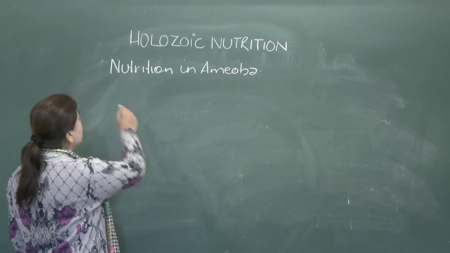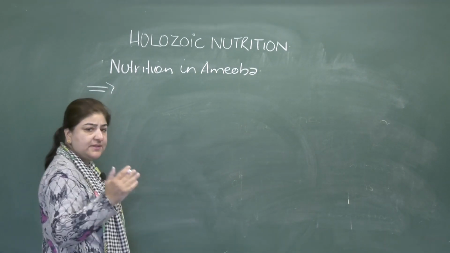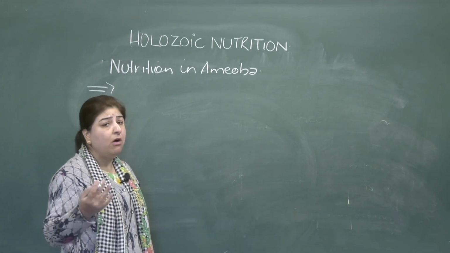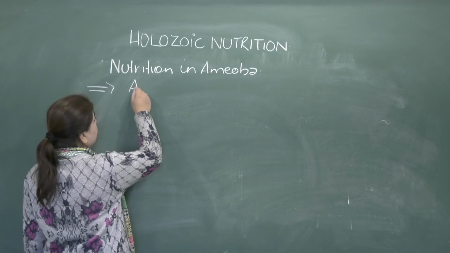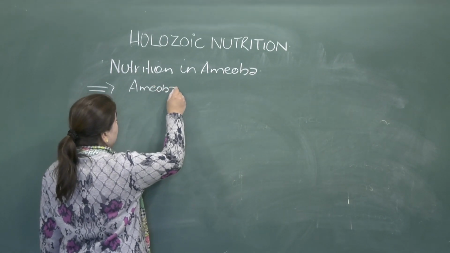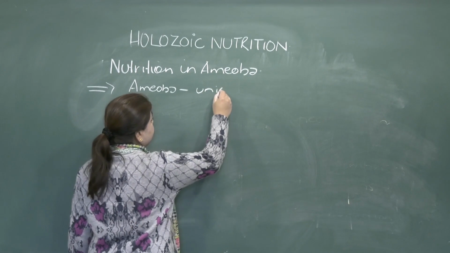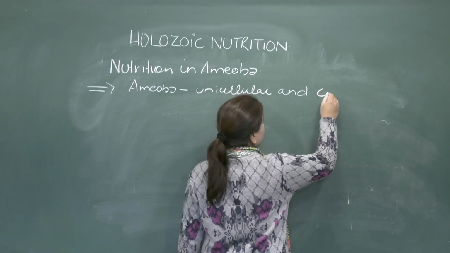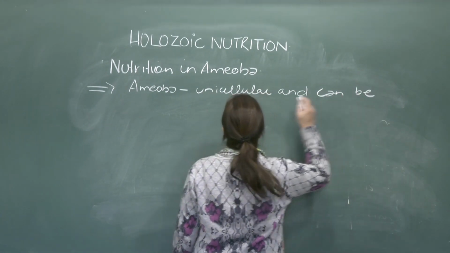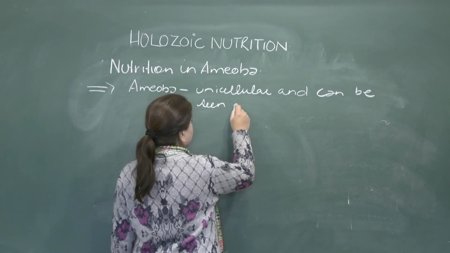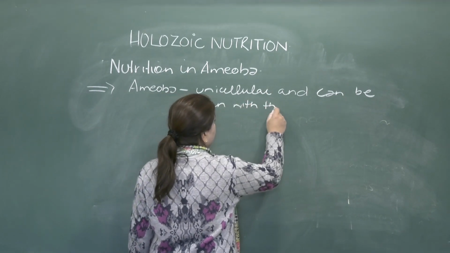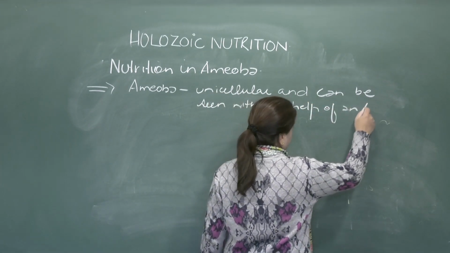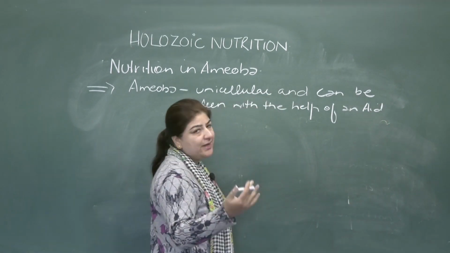So when we talk about nutrition in amoeba, firstly, amoeba is a microscopic structure. Amoeba is usually unicellular and can be seen only with the help of an aid. This aid is usually a microscope.